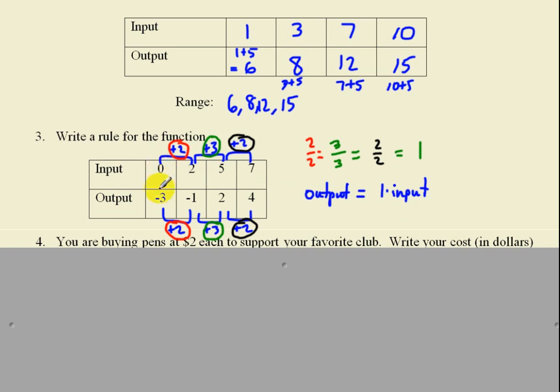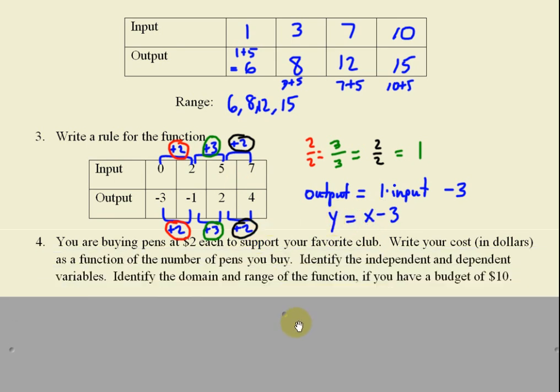How do you get from 0 to -3? You get that by subtracting 3. And notice the same thing works here. 2 minus 3 gives us -1. 5 minus 3 gives us 2. 7 minus 3 gives us 4. So if we wanted to use variables, we could say y equals x minus 3. Shows us how to get from the input to the output.